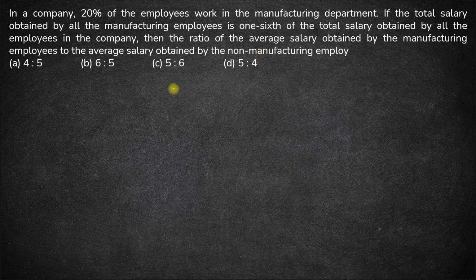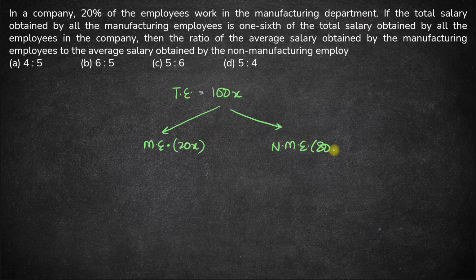Okay. So let's assume that the total number of employees is 100x. Out of this 100x, there are some manufacturing employees. How many? 20% of this. So there are 20x manufacturing employees. So how many non-manufacturing employees will there be? The remaining: 100x minus 20x is 80x. There will be 80x non-manufacturing employees.